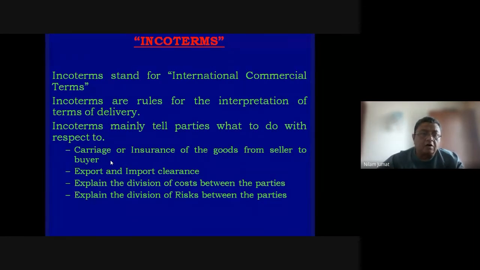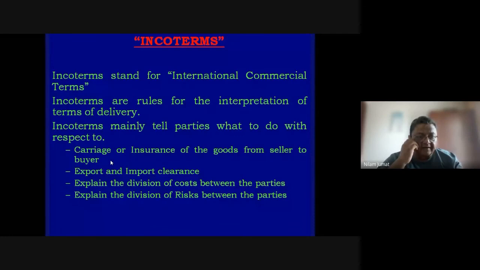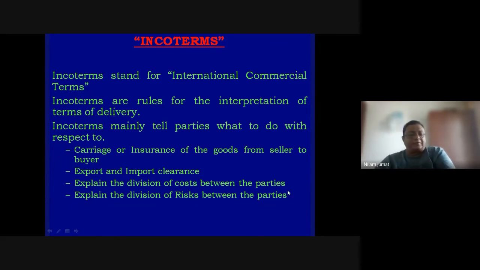Then costs, like I told you: whether the exporter pays for the lorry from here to Colombo, and the importer pays for the shipping freight from Colombo to Jeddah, and then from Jeddah to Riyadh, does the importer pay? That is decided. These are actually the main two items: explaining the division of cost between the parties and the division of risk. These are the two main things you need to know. And don't worry, it's simple. I'm just running through it generally.